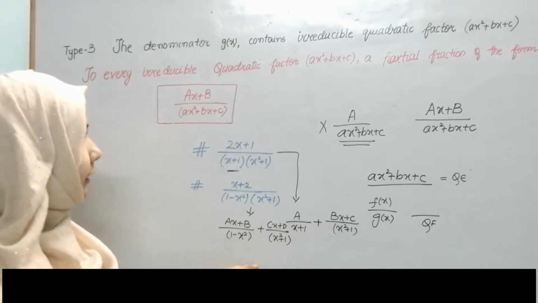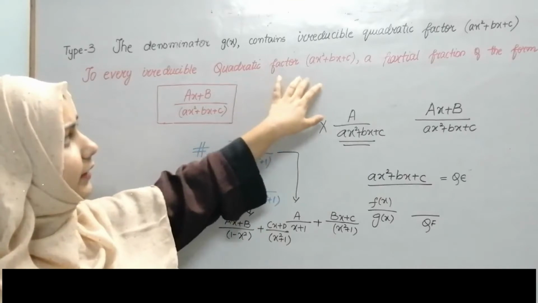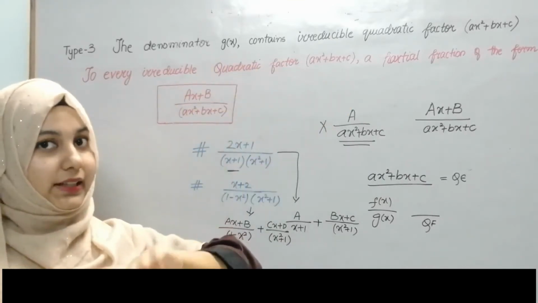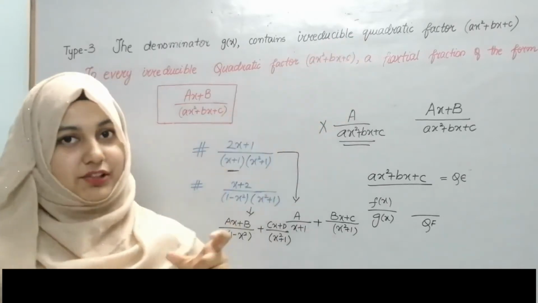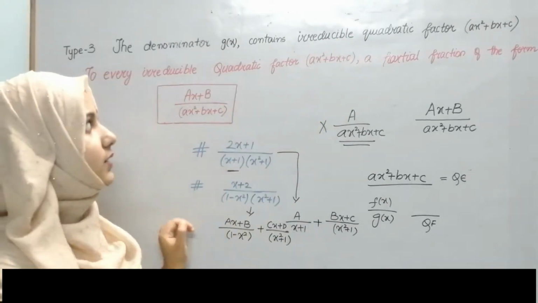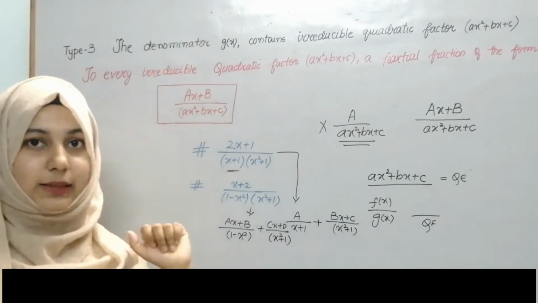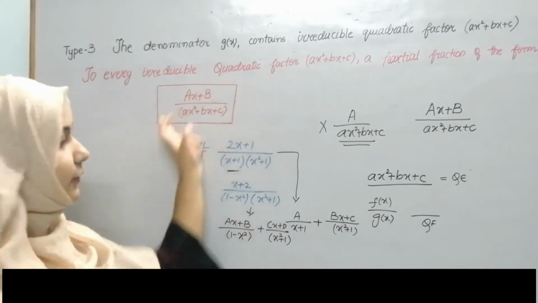I think this is clear for you. Whenever I have a quadratic factor, that means it is type 3. It is not repeating, I'm saying, only a quadratic factor. So whenever we have a quadratic factor in the denominator, it is type 3 and I have to solve it in this fashion.